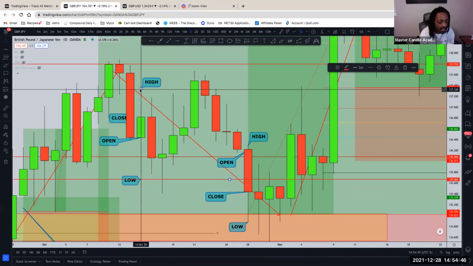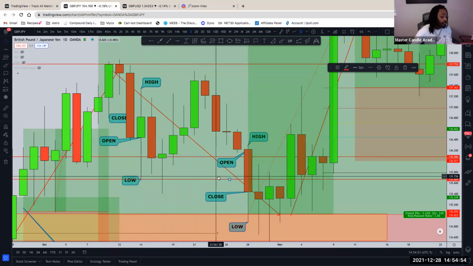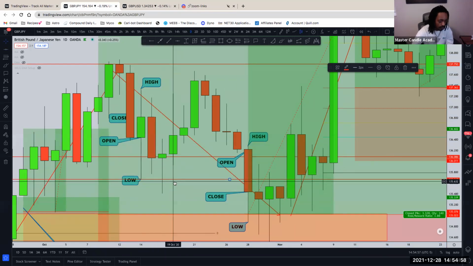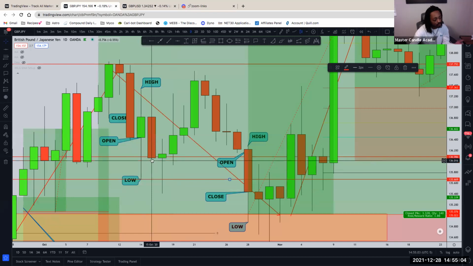So even if the body is bigger, as long as it is inside the wick, exactly. Remember, we're not even worried about the body. I think you got to take your focus off of the body. We're talking about the high and the low, not the body. Literally, just the high and the low. Right? Because the body, that will confuse you.